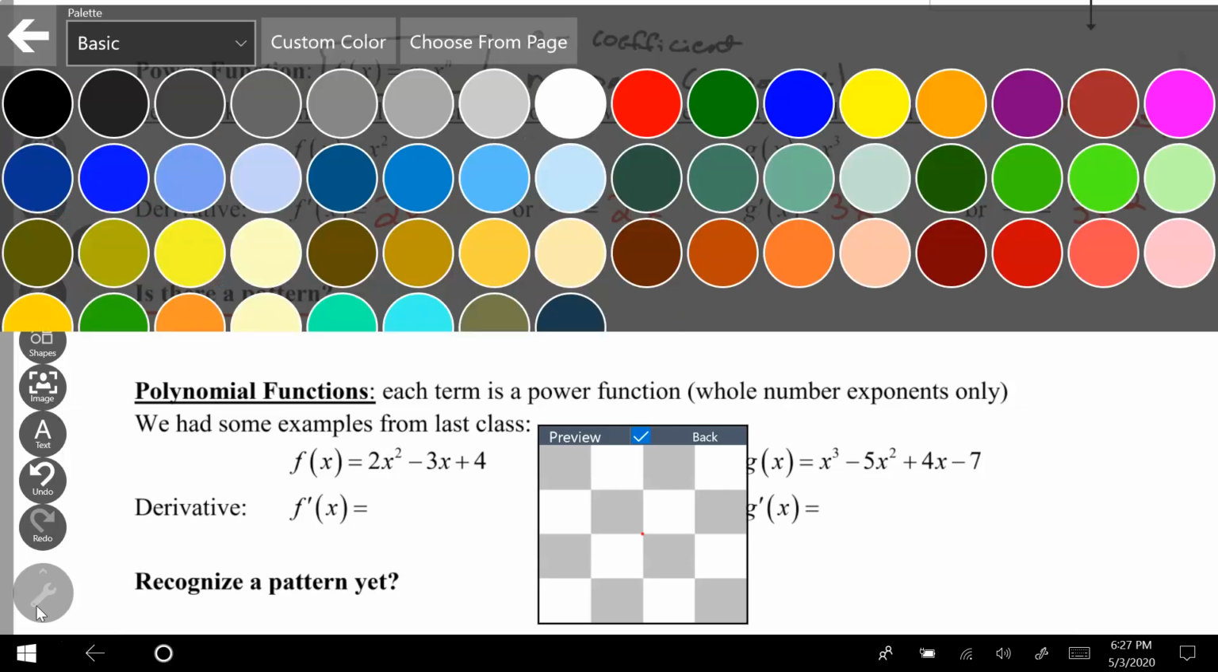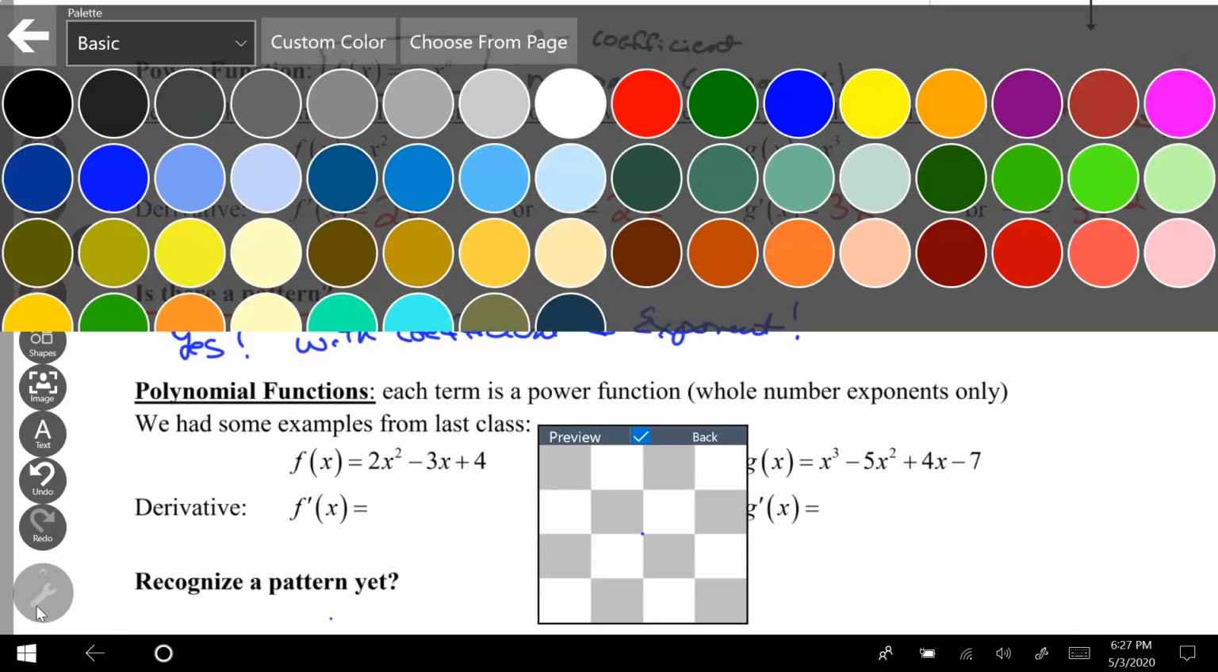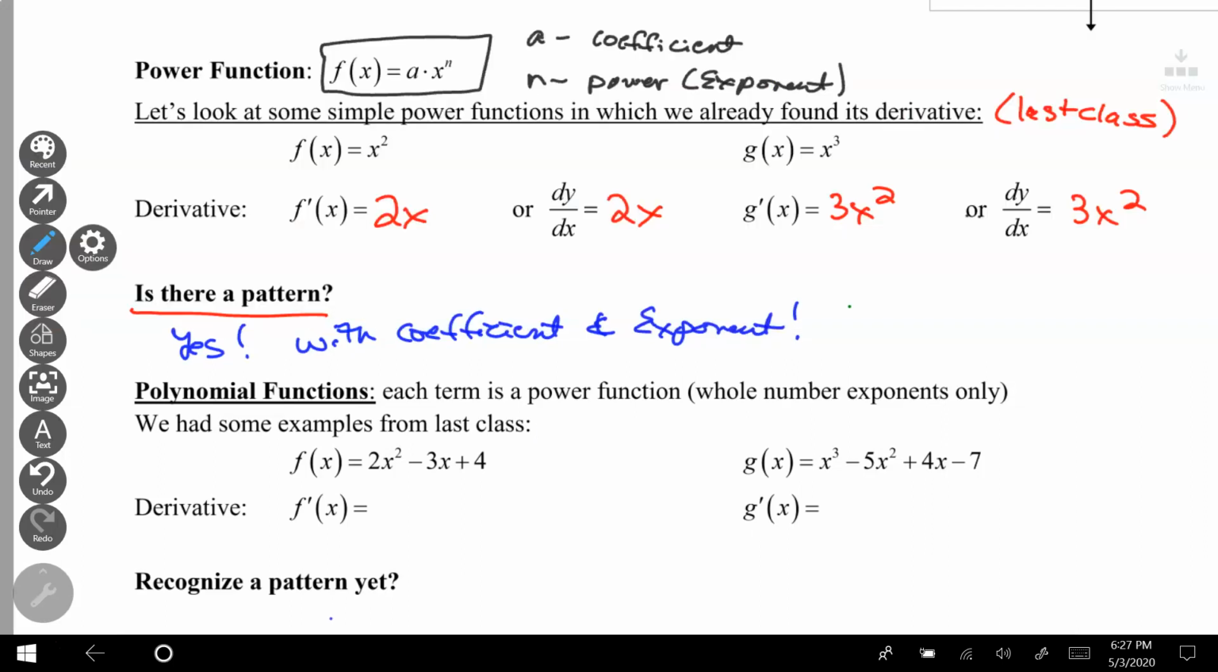Is there a pattern? Well, I think yes, there's definitely a pattern. I'm going to talk more in detail, but it looks like something's going on with the coefficient and the exponent. Some relationship between them, and it looks like the exponent is 1 less than before. Look, we went from x squared to x to the first. We went from x cubed to x squared. So we're going to have to look to see what's going on.